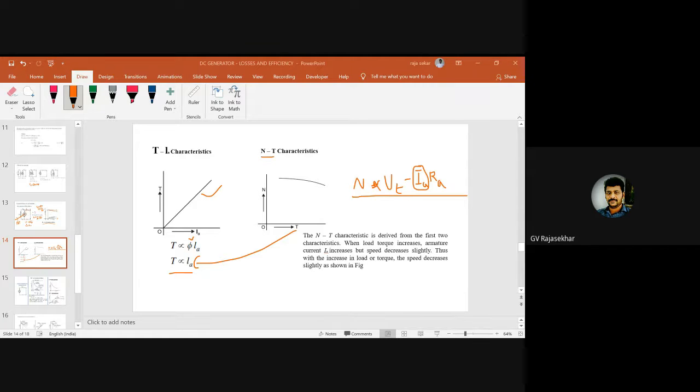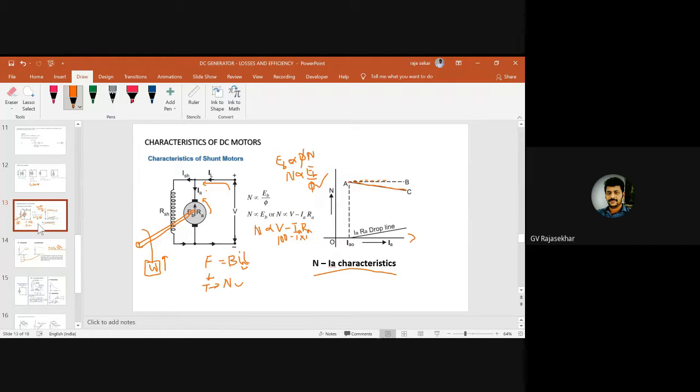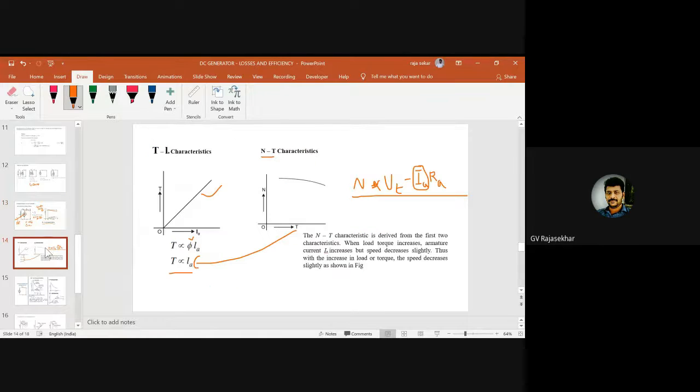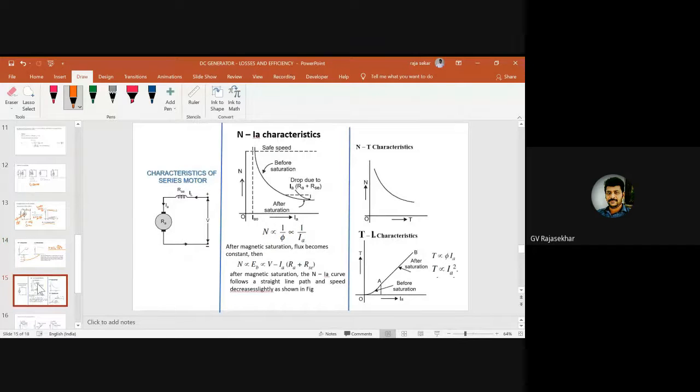That is why I requested all of you to write notes, to prepare notes for every topic which you are learning. So now shunt motor characteristics is over. As I told you, we are going to draw three characteristics for each motor. What are the three characteristics? The N versus Ia characteristic, the torque and Ia characteristic, and the speed and torque characteristic. Now, series motor.